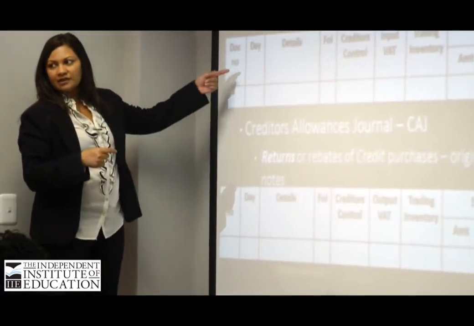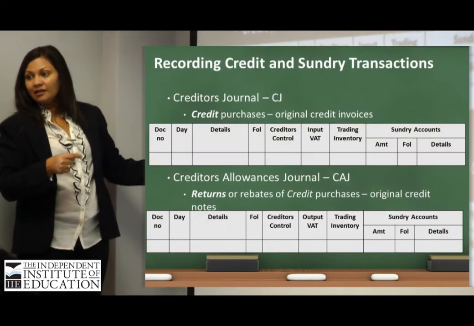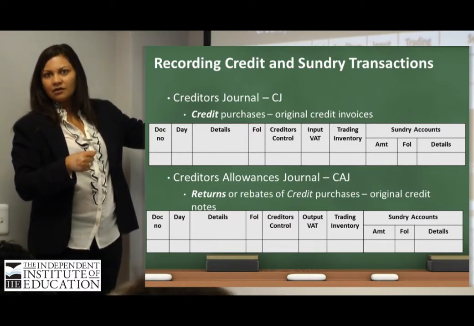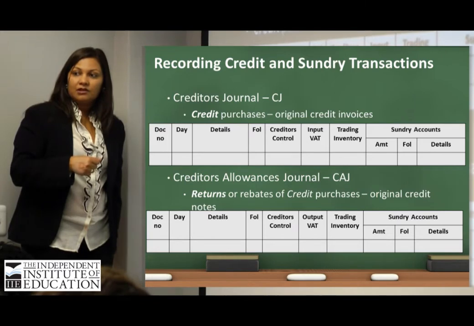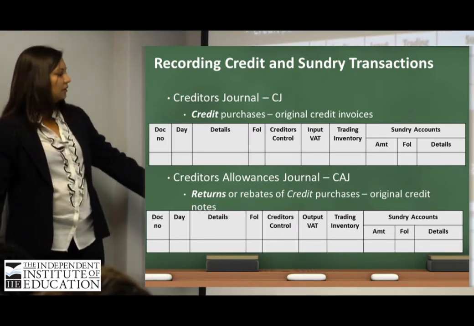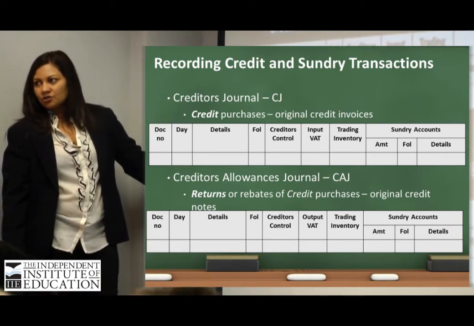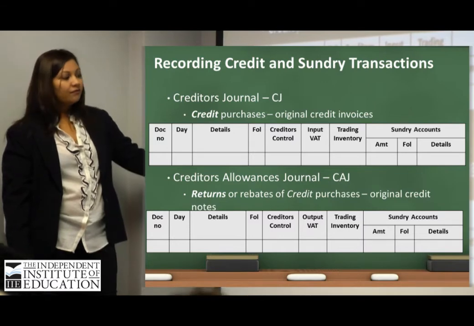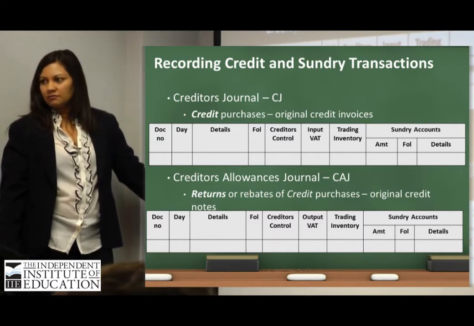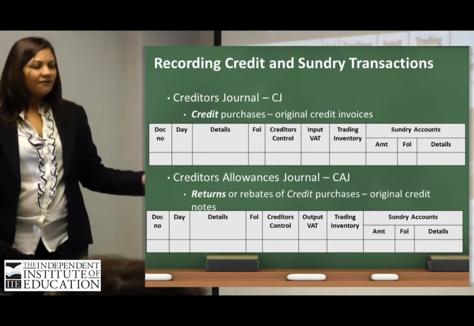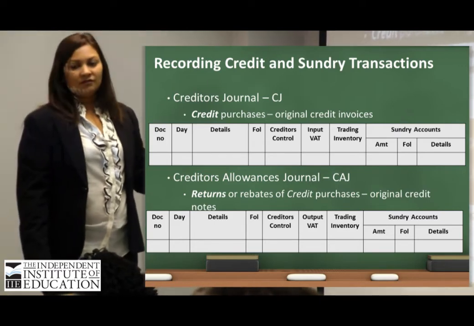Okay? So these are your columns for your credit purchases in your creditors journal. Now, if you had to return anything to your supplier, or the supplier gave us a 10% discount, where will we now record that? We'll record it in our creditors allowances journal. And all our returns to our suppliers will be recorded here. We have almost the same columns. It's your creditors control, because any transaction with our creditor affects creditors control. We have VAT, and we have inventory.